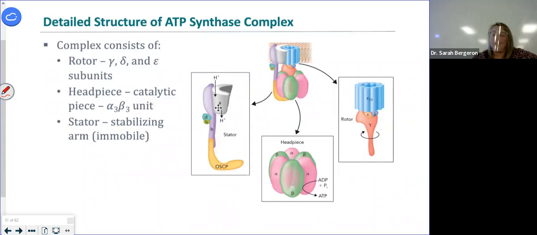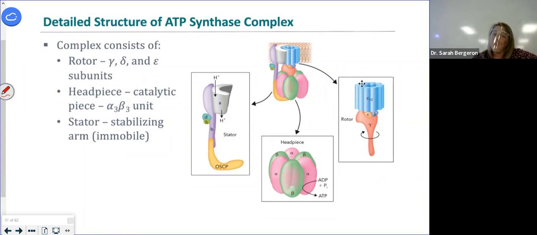This is called the stator. So this basically holds everything together. So see how the arm kind of protrudes into the matrix, and then it holds the headpiece in place. So this gray piece is basically, you see how it's not one straight line? It's actually 2 half channels. So hydrogen ions come in, and then where do they go? They're actually going to go into this blue portion of the rotor and cause the rotor to change. And then once the rotor changes, those hydrogen ions can come out on the other side of the membrane.